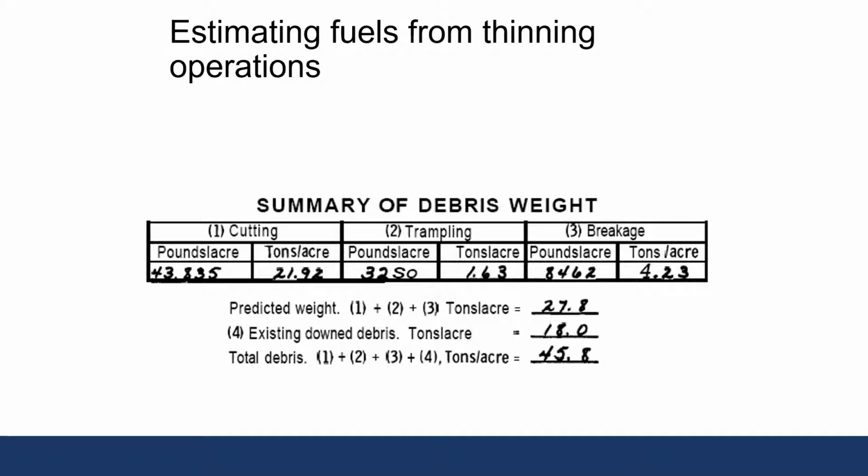You can see from this calculation that we will expect to leave about 27.8 tons per acre of slash after the harvest. If you have an estimate of the existing downed woody debris, you can add this as well to estimate a total tons per acre after the harvest. In this case, it will be equal to about 45.8 tons per acre.